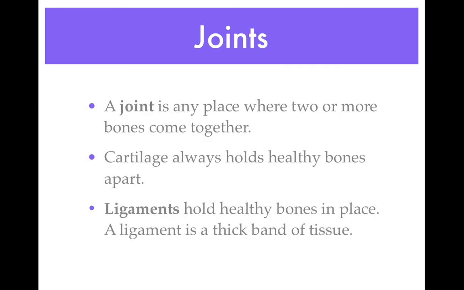A joint is any place where two or more of your bones meet together. Healthy bones should never touch each other directly. Healthy bones should always be held apart by cartilage so that there's no damage done to the bone while you're moving around. The other important part of joints are ligaments. Ligaments are thick bands of tissue that help to hold bones in place.